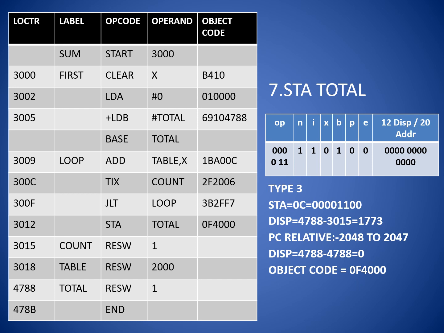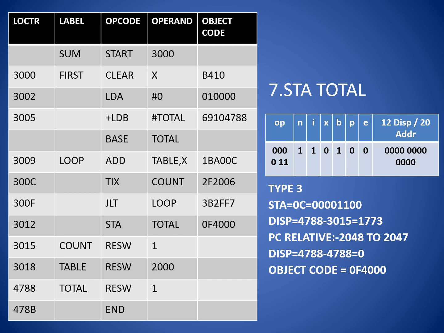Moving to the next instruction, that is STA total. STA total belongs to type 3 format. The opcode for STA given is 0C, that can be represented as 00001100 in binary format. Since it is neither immediate nor indirect addressing mode, we can set N and I as 1, and we need to decide whether it is base relative addressing mode or program counter relative addressing mode.